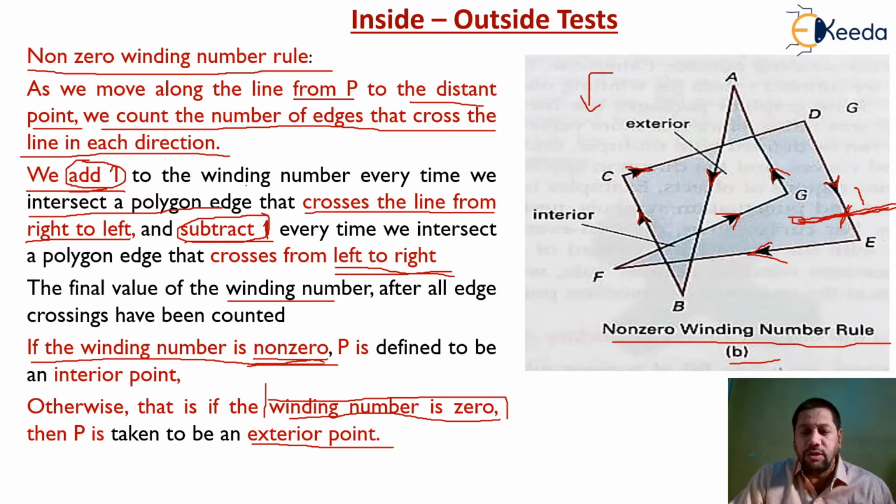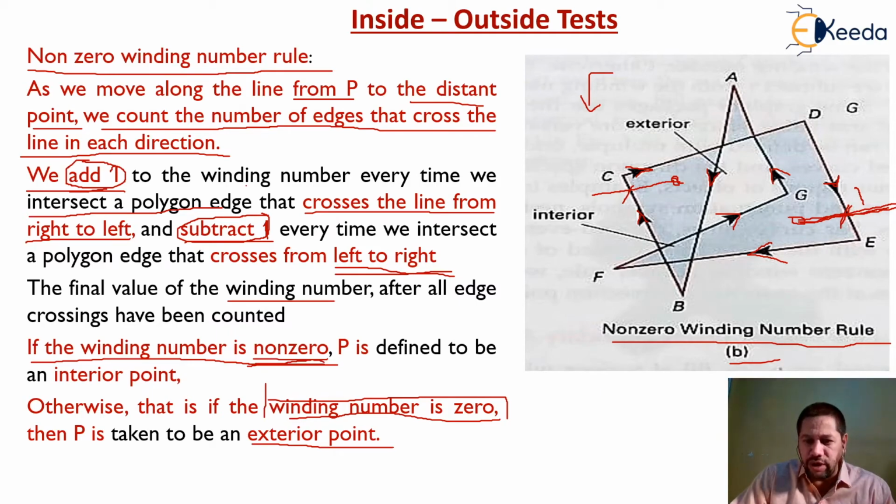Now, how are we going to consider this? Suppose I consider this as my point, and one thing, the line should not cross the edges at vertices. Suppose I have taken this point, it is crossing only one edge, adding 1, so the answer is 1.